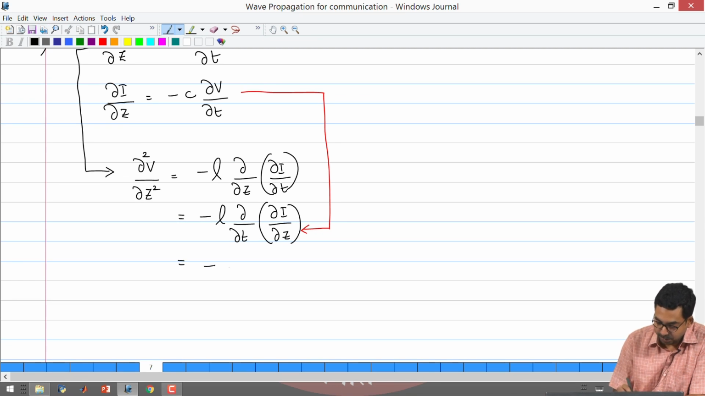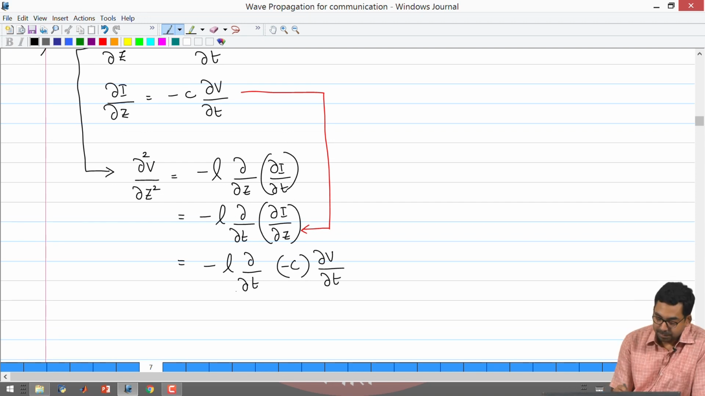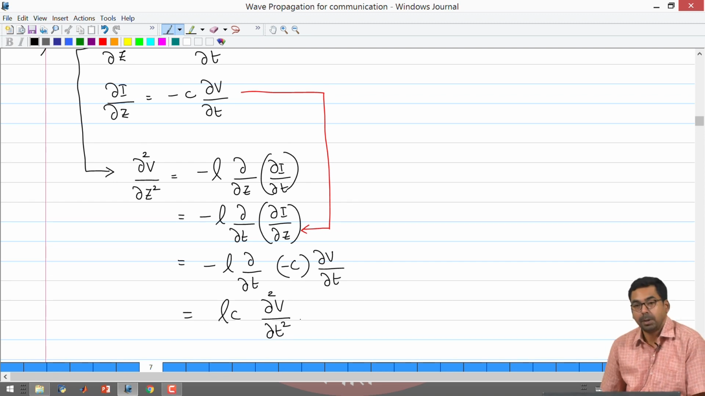So, we can write this down as minus L ∂/∂t of ∂I/∂z, which now becomes minus C ∂V/∂t. Since we have minus and minus sign cancelling, you could simply write this down as LC, second order derivative of voltage with respect to time.